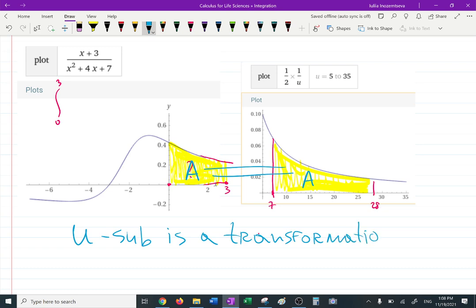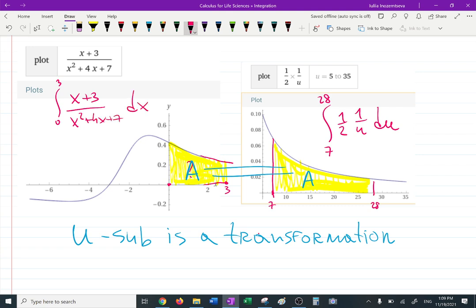So u substitution is a transformation. It's not only undoing the chain rule, but it's also transforming a complicated function into a simple one, helping us to find area, now from 7 to 28, of an easier integral, 1/2 times 1 over u du, versus x plus 3 over x squared plus 4x plus 7 dx. And these were the same. That is the idea of the transformation. Moving around areas into shapes we know. And in this case, the logarithmic function, we knew it, so it worked. Much smaller value over much larger distance. What do you think?